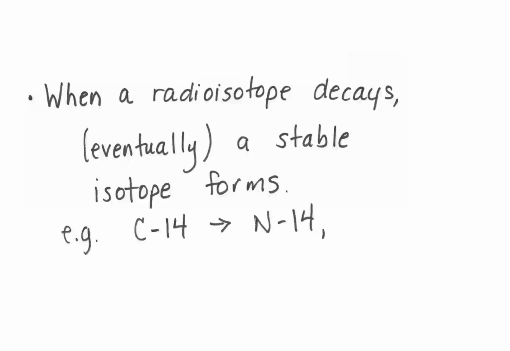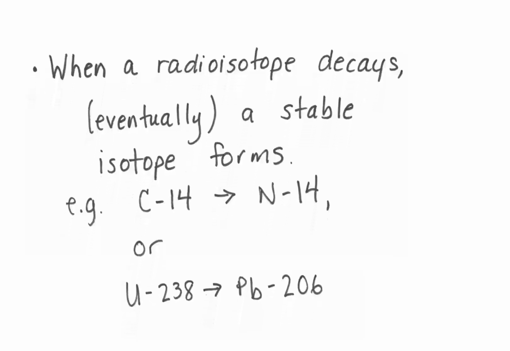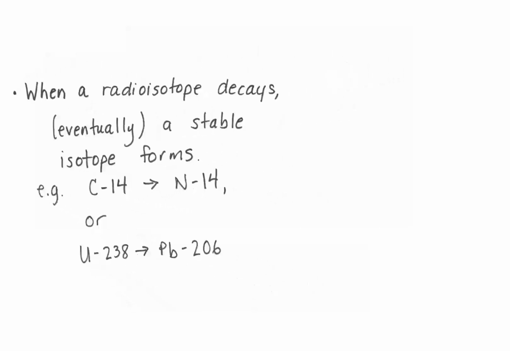For carbon-14, it was a one-step process. Carbon-14 decays, boom, you have stable nitrogen-14. But what about uranium-238? It's a commonly used isotope in radiometric dating. And the stable isotope that forms when uranium-238 decays is lead-206. But it is not a one-step process.